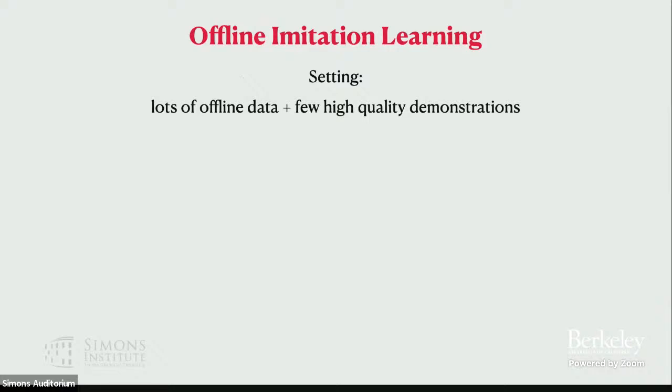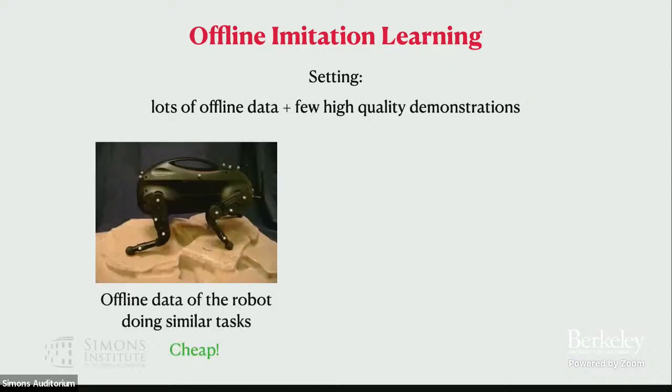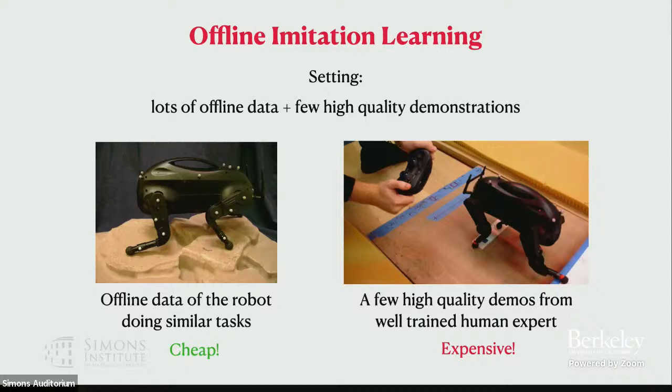So the setting is that we have lots of offline data, but we only have very few high quality demonstrations. In this robotics control case, maybe I have a lot of offline data of this robot doing very similar tasks. These are cheap, I log them. But for today's task, I may ask some experienced expert to come into my lab and provide a few demonstrations. An experienced expert is expensive. They probably have a lot of other things they want to do. So getting these high quality demonstrations is not that cheap. So can we combine these two sources together to learn a good policy to control this robot? And again, I don't have a reward function. It's not very easy to write down the reward function to control this robot.